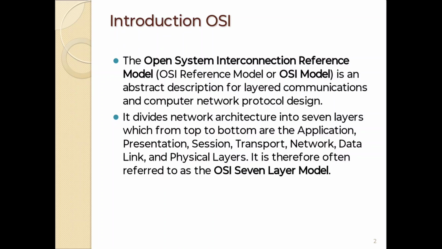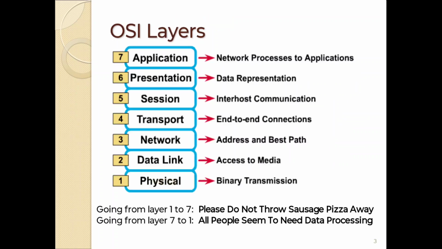So what is meant by OSI? Open System Interconnection Reference Model is an abstract description for layered communication and computer network protocol design. It divides network architecture into 7 layers which, from top to bottom, are the application, presentation, session, transport, network, data link and physical layers. So these are called the OSI 7 layer model.